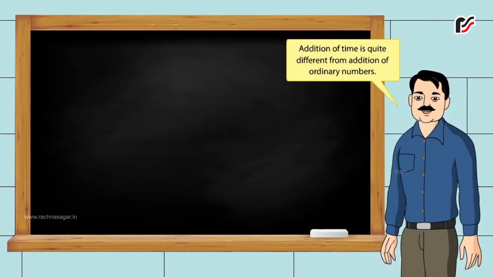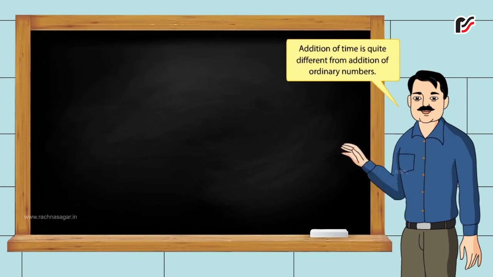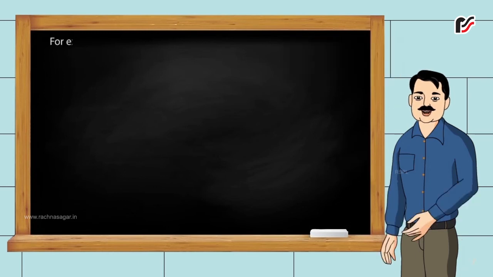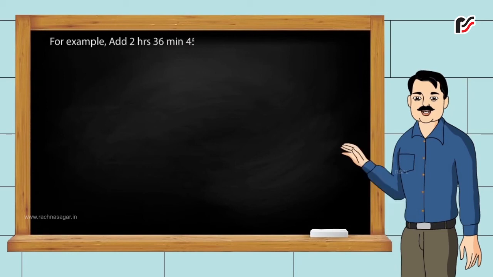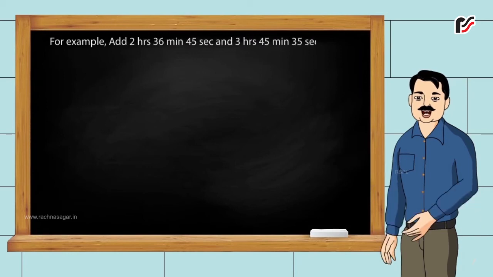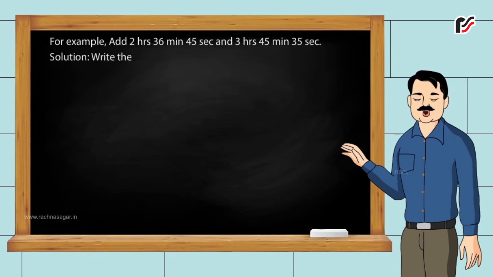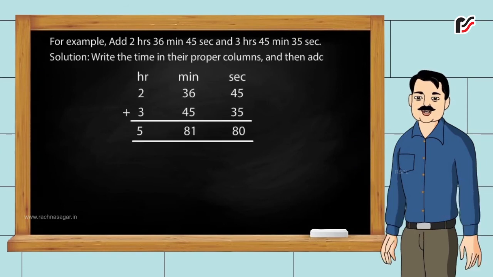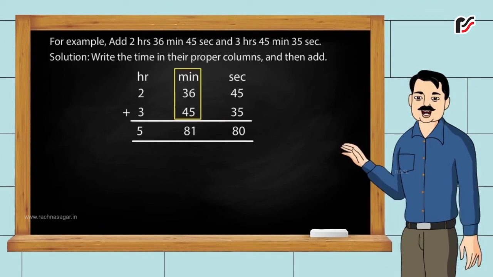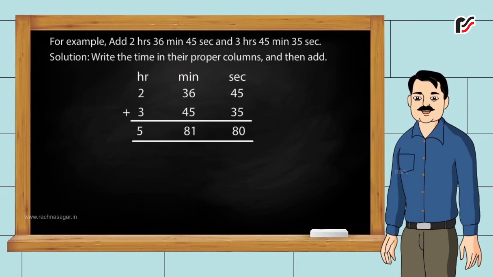Addition of time. Addition of time is quite different from addition of ordinary numbers. For example, add 2 hours 36 minutes 45 seconds and 3 hours 45 minutes 35 seconds. Solution. Write the time in their proper columns and then add. First, add the seconds. 45 seconds plus 35 seconds equals 80 seconds. Next, add the minutes. 36 minutes plus 45 minutes equals 81 minutes. Finally, add the hours. 2 hours plus 3 hours equals 5 hours.